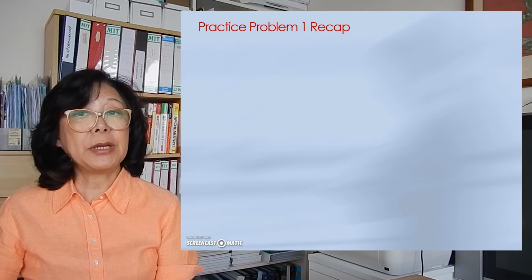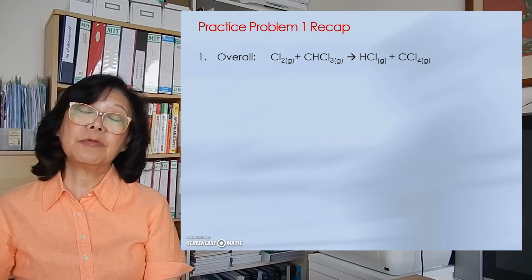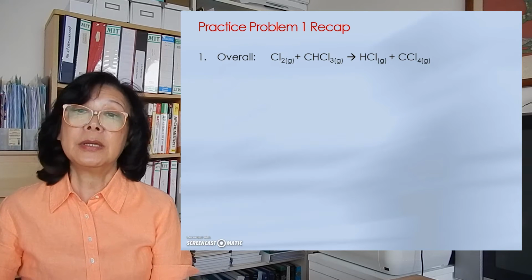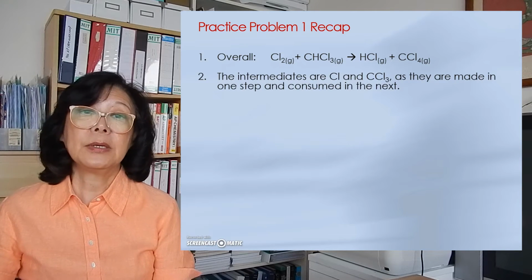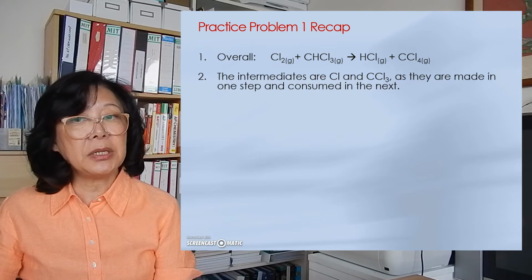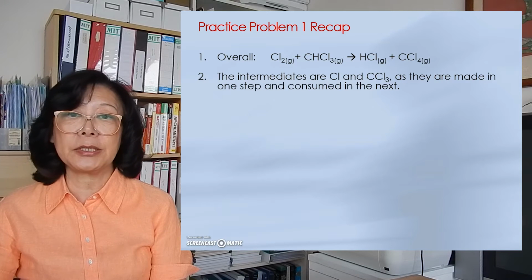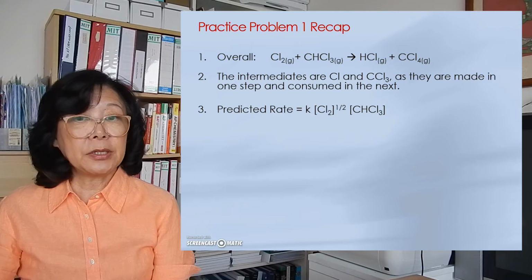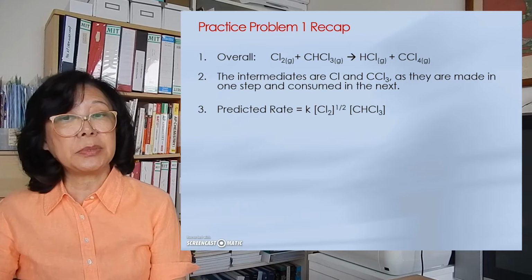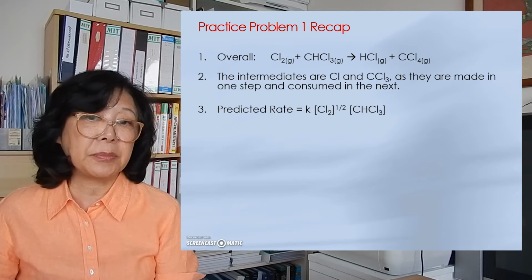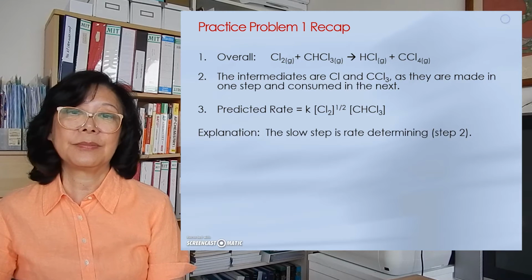Practice problem 1, recap. Overall, we have chlorine and chloroform to form hydrogen chloride and carbon tetrachloride. The intermediates are Cl and CCl3 as they are made in one step and consumed in the next. The predicted rate law is equal to rate constant times Cl2 raised to the power 1/2 times the concentration of chloroform. Now, how do we get there?